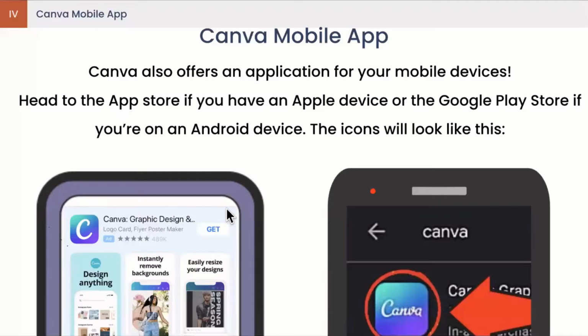So to the left, you can see a screenshot from the App Store, and you would click on Get in order to get the application. And then this one, it's a bit zoomed in, but this is what the icon looks like on the Google Play Store. So keep an eye out for these when you search for the app in your respective store.